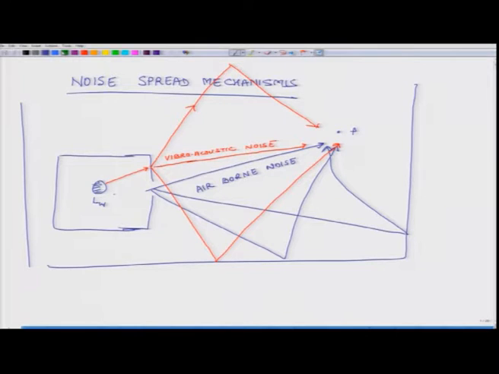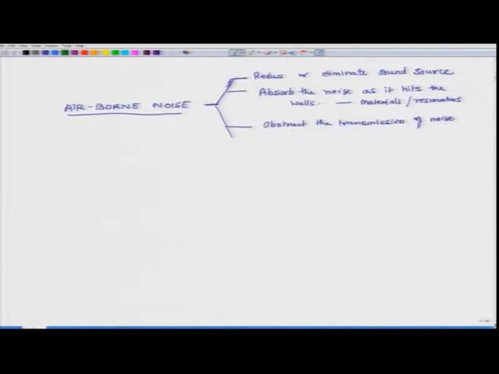Another approach could be to have an enclosure here, or a wall here. All these approaches are essentially rooted in the same method: you are creating obstructions which reduce the amount of noise which gets transmitted to the point of interest. So, this obstruction of noise can be accomplished through enclosures, walls, or partitions, and we will discuss these methods this week.